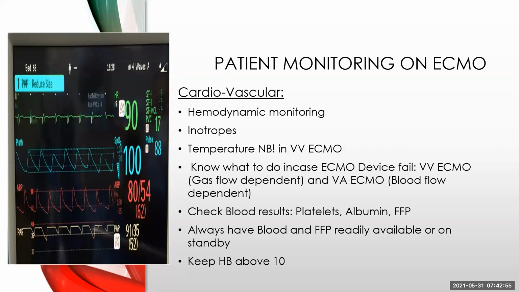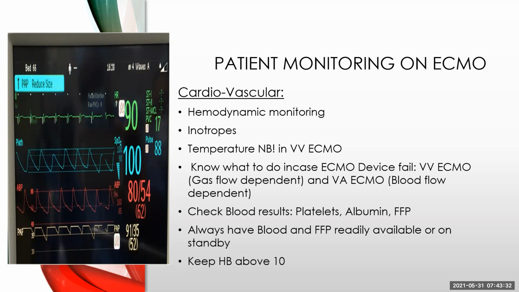You have to know what to do in case the ECMO device fails. So if your patient's on VV ECMO and your ECMO device fails, you have to increase your gas flow either on the ventilator or ambubag the patient. And then on VA ECMO, it's blood flow dependent. So you're going to increase your cardiac output by either increasing your inotropes or giving some volume to get your cardiac output back. Check if your patient's bleeding. Maybe he needs some blood and assist him in that way.